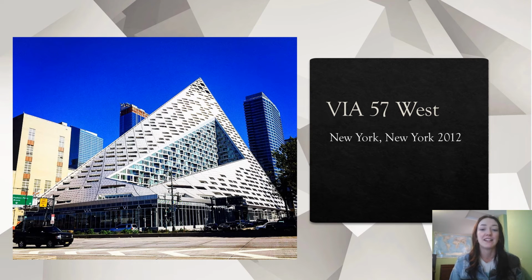My next example is VIA 57 West, and this is in New York, New York. This building houses 709 units, and it is 32 stories. So it's a very, very large building, but it combines the urban look of New York, but it also adds a beauty in its unique design. This design has made this building one of the most sought after places to live in New York City, just because of how beautiful it is and how original these buildings in neo-modernism and parametricism are.